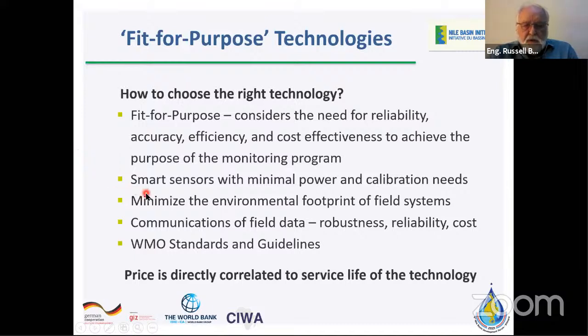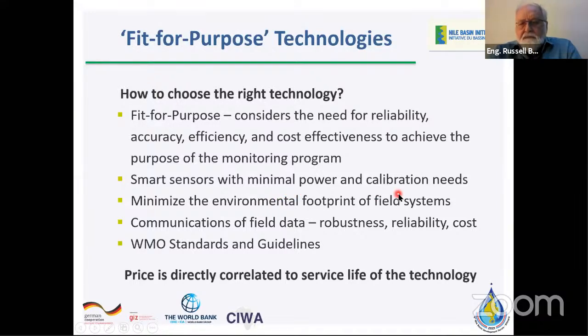But they're also smart in the sense that it minimizes the power requirement for the sensor. When it's not in a sampling mode, it shuts itself down and goes into a sleep mode. So it minimizes the power requirement, which has an implication for the way you power your field station and the amount of power that's required, both in the sizing of the solar panel and the battery itself. But these smart sensors are very efficient sensors to use.